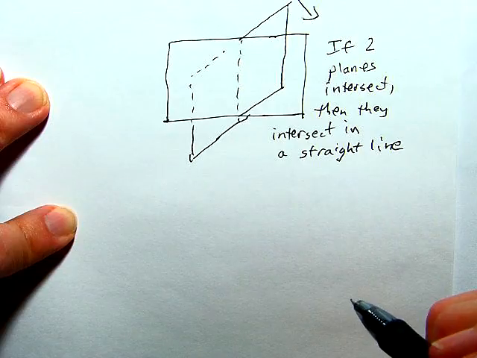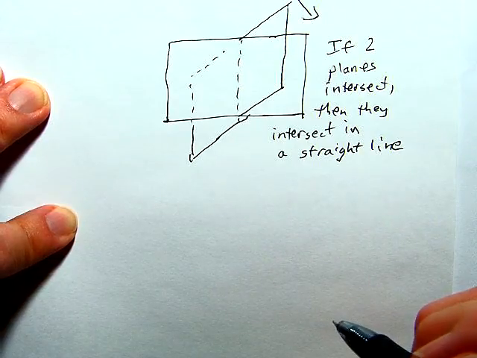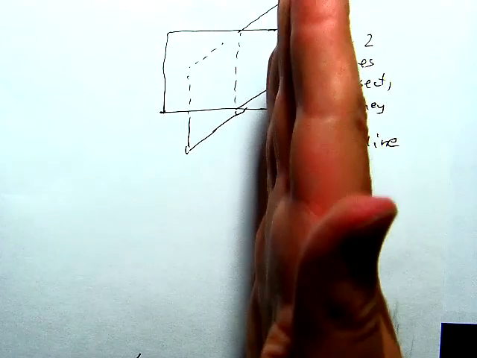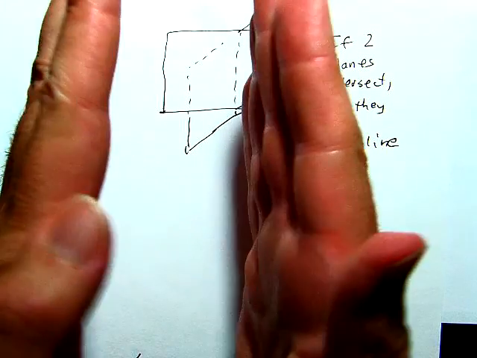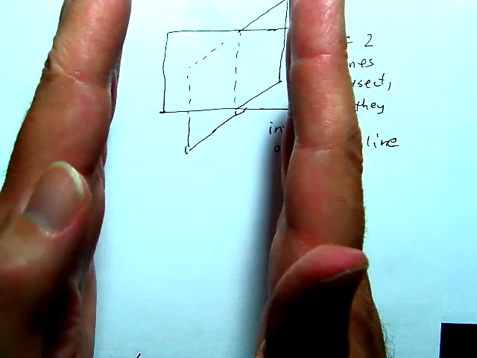Do planes always intersect? No. Just like you can have parallel lines, you can have parallel planes. So for example, if this hand is one plane and this hand is another plane, I can have both my planes like that, parallel to each other, and they'll never cross.